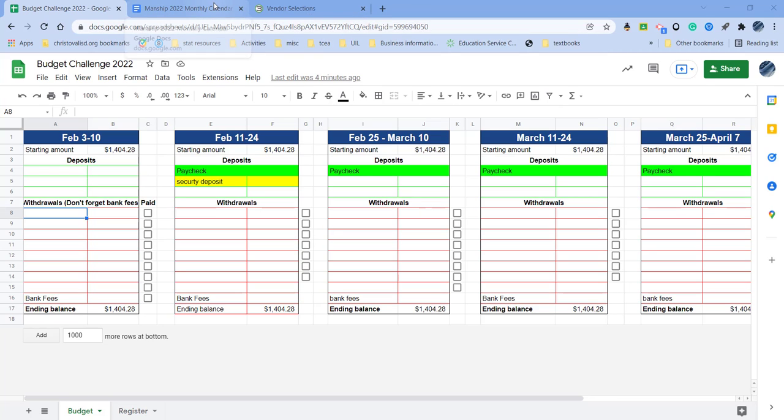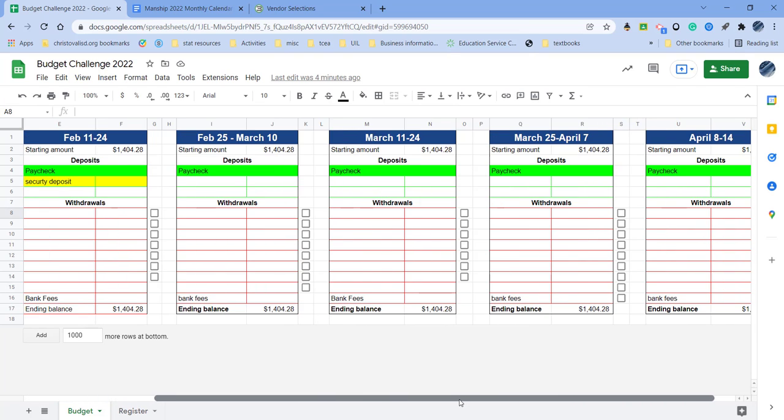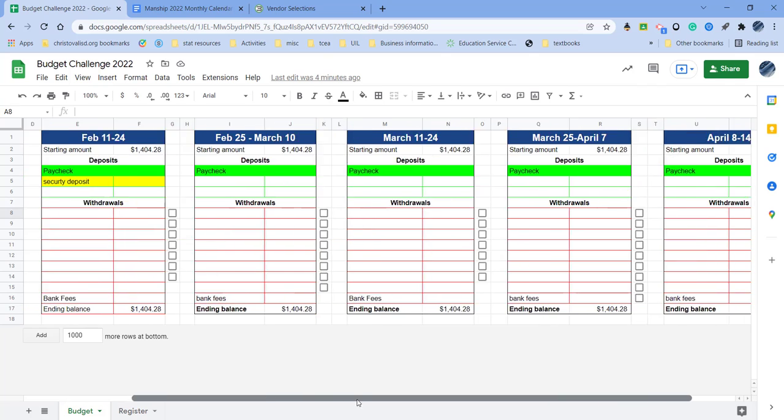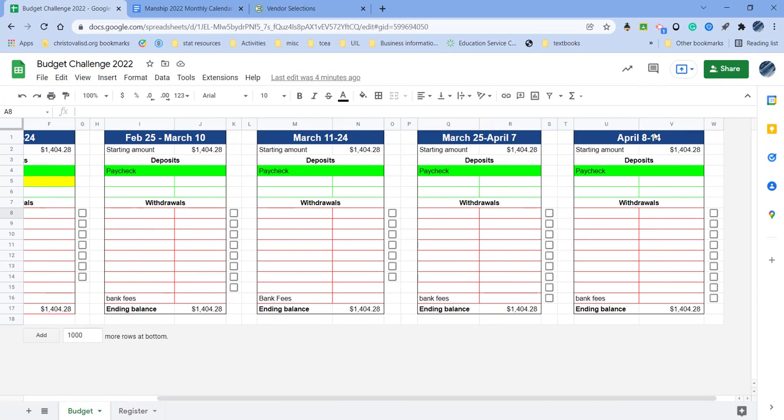Good morning. Today we are going to be trying to create our budget for the budget challenge. I have shared with you a budget worksheet that goes through all 10 weeks. You'll see that this first one is only going to cover from February 3rd to 10th. The next several are going to cover 2 weeks. And the last one is only going to cover a week.